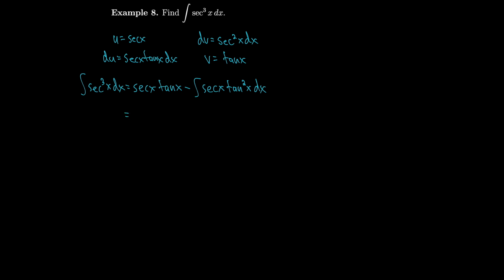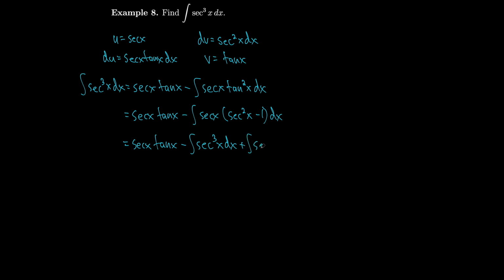So this is equal to the integral of secant times tangent minus the integral of secant times secant squared minus 1, because that's what tangent squared is equal to. So then this is equal to secant times tangent minus the integral of secant cubed when we distribute. And then we could split our integral at the same time and get the integral of secant.